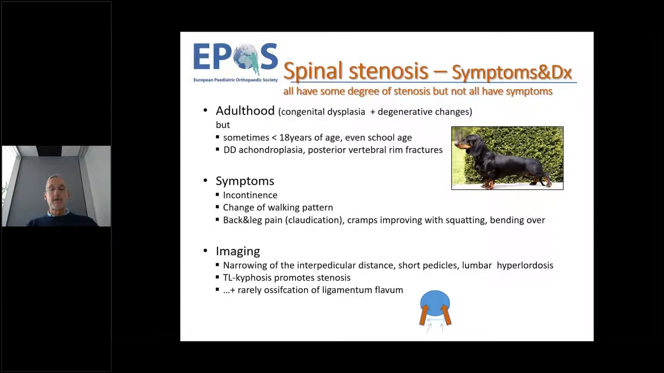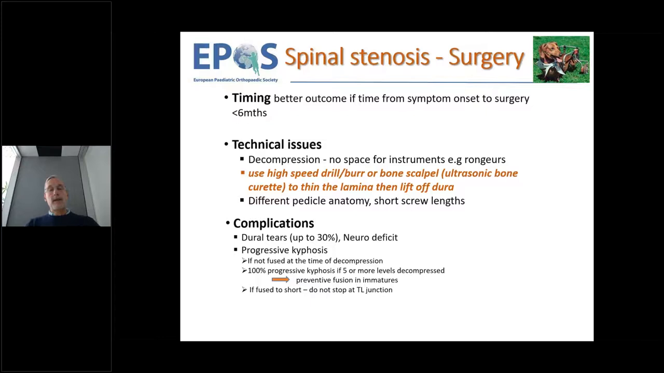So when you image those spines with the CT scan mainly, you see the short pedicles, you see the short interpedicular distance, and you sometimes intraoperatively find also calcification of the ligamentum flavum, which contributes to the stenosis of the canal. So operating is better early than later. It influences the outcome. And there are some technical issues because there is virtually no space for the instruments or rongeurs or anything else. So to decompress, it's better to use a bone scalpel or a drill, means make your way from outside the bone to inside the bone and avoid any manipulation within the canal.